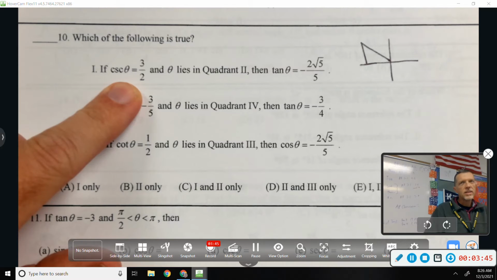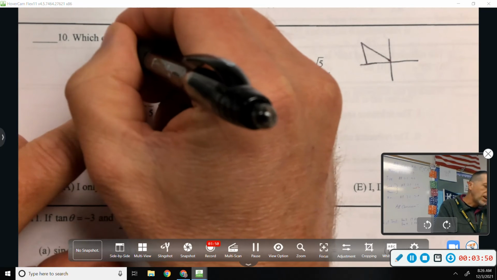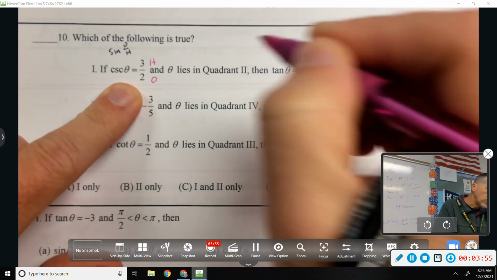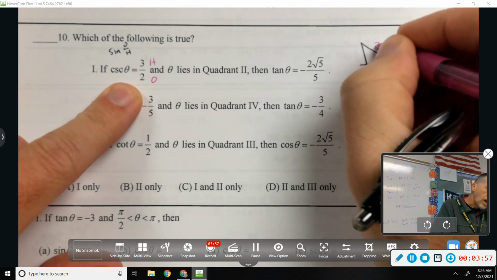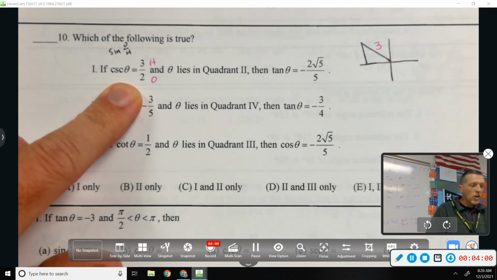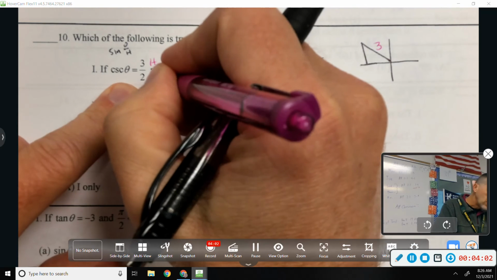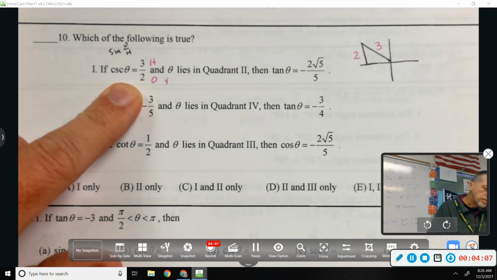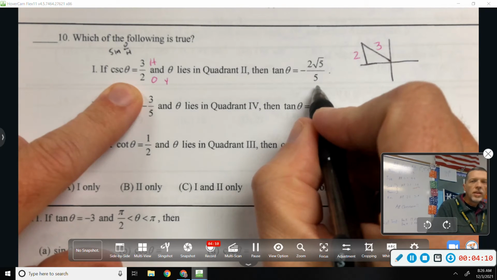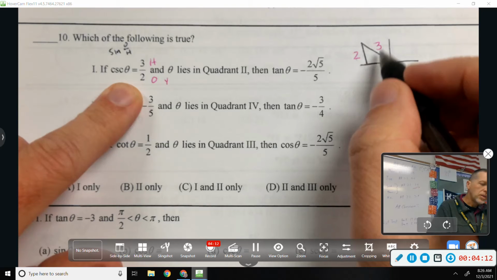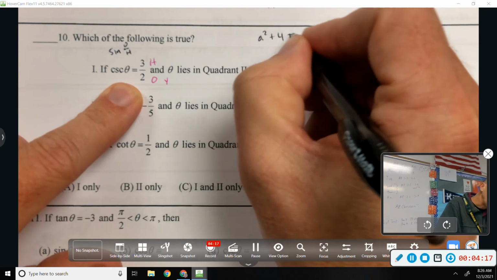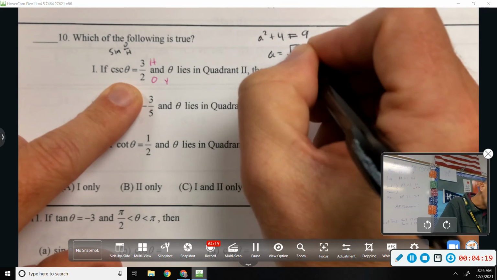Cosecant. I don't like thinking in terms of cosecant. Sine is opposite over hypotenuse. So cosecant is hypotenuse over opposite. Hypotenuse is 3. The opposite's always the y-coordinate. So 2. The missing side, I'd have to do a squared plus b squared equals c squared. But that's not too bad when everything's an integer. So a is the square root of 5.